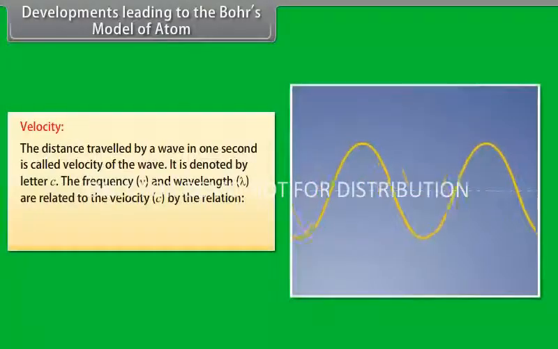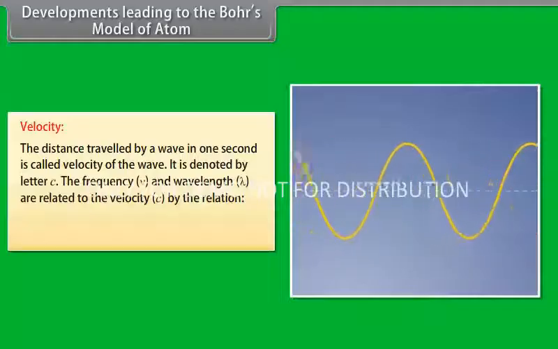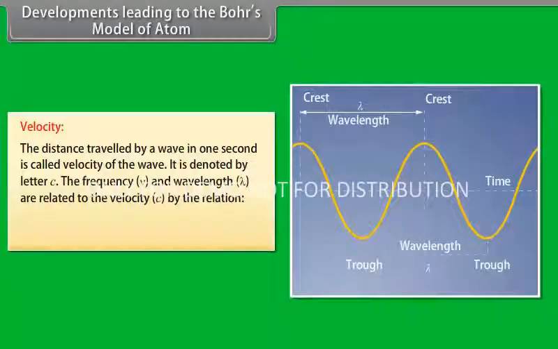Velocity. The distance traveled by a wave in 1 second is called velocity of the wave. It is denoted by letter c. The frequency and wavelength are related to the velocity c by the relation c is equal to mu into lambda. Its unit is meter per second.